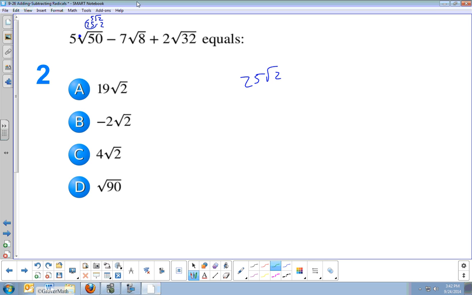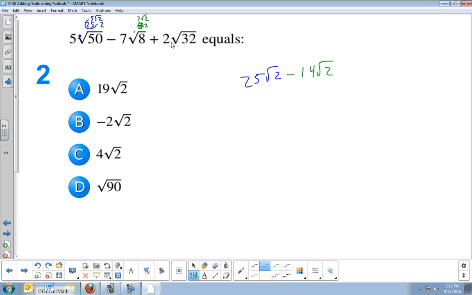Then how about this one? Let's see, rad 8 is 4 times 2, and so that's 2 rad 2, because the 4 gets simplified to 2, times the 7 in the front is going to be minus 14 radical 2. And so automatically I see I have a matching pair here.